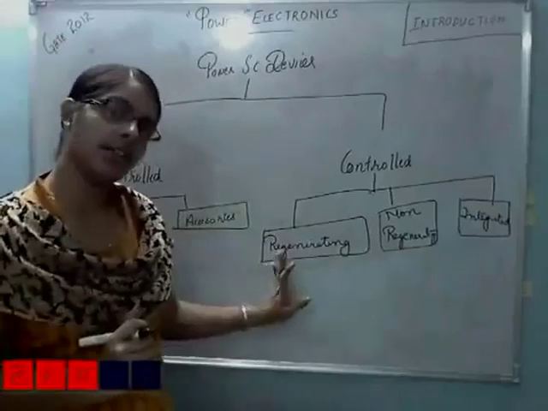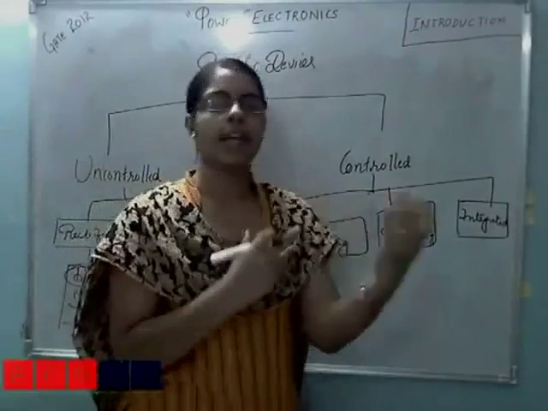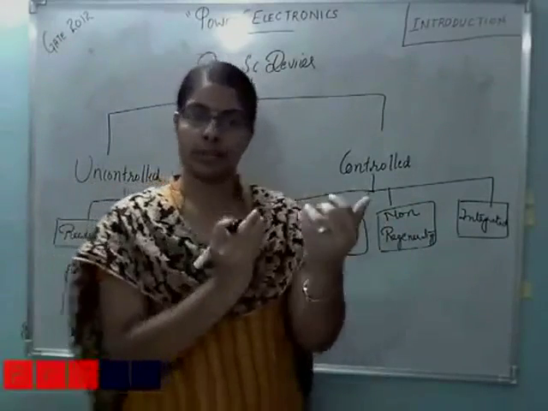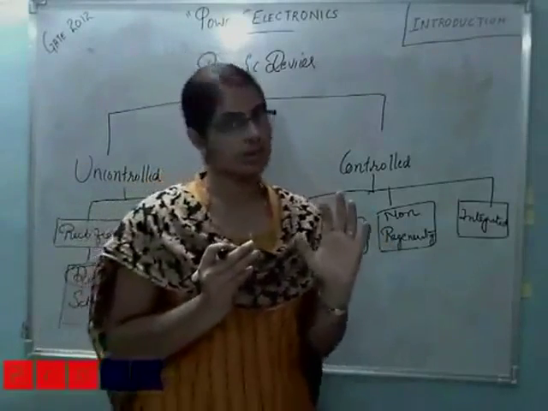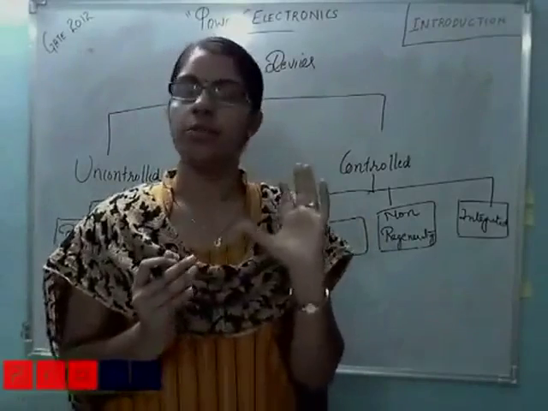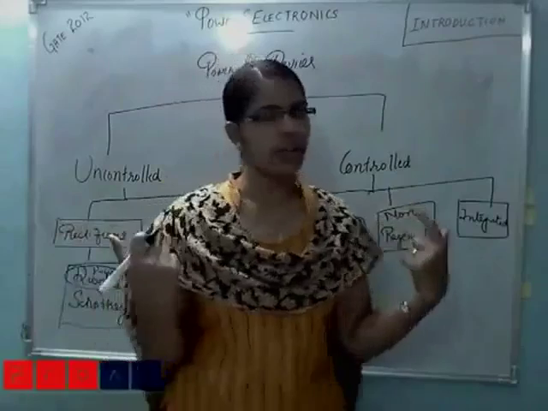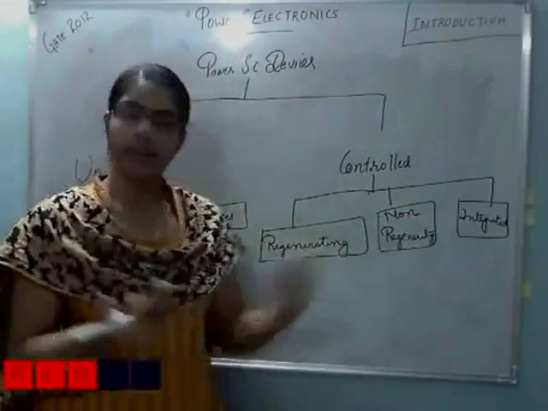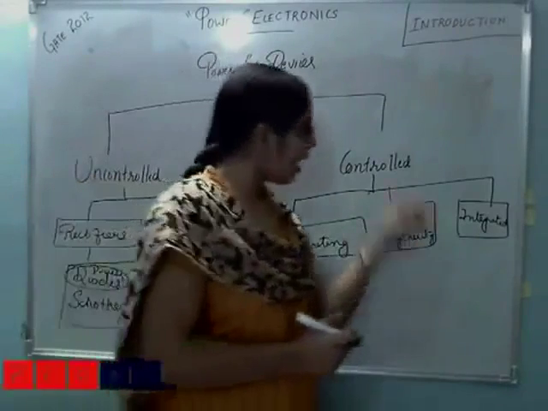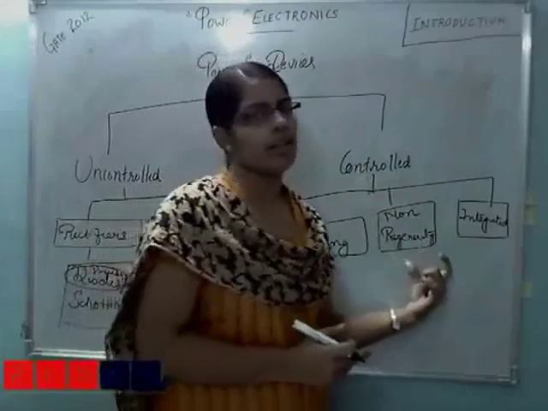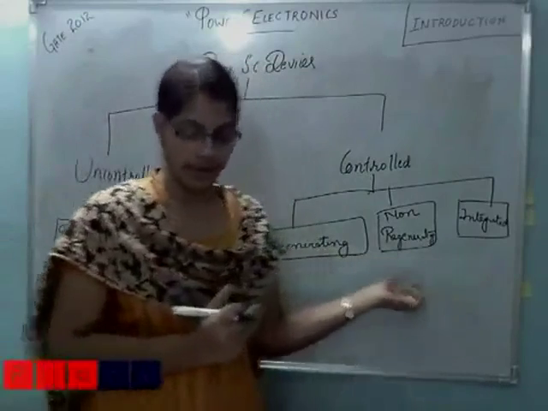What is regenerating? Regenerating devices can pass power in both directions, forward as well as backward. If some power is going into the load, it can pass that power too. If the load is giving some power back to the supply, that is called regenerative braking. Then it can pass that too. So they are regenerating devices. Certain devices are controllable, but they are not regenerating. They will not allow power to pass in both directions. So there are two kinds of devices here.